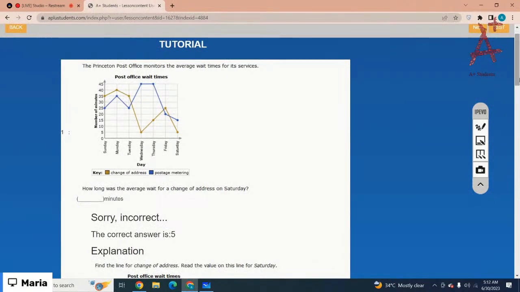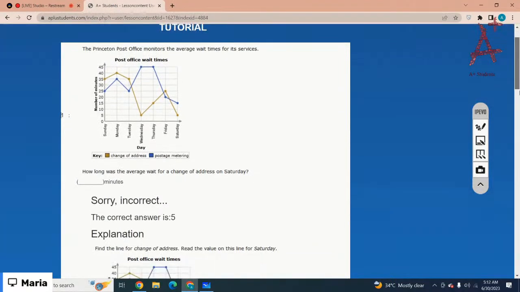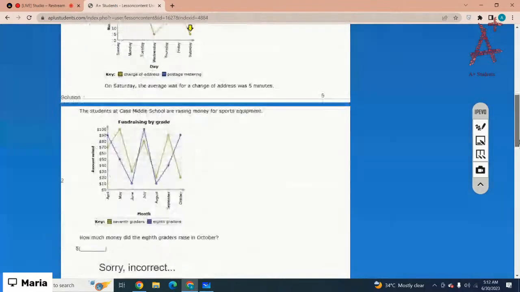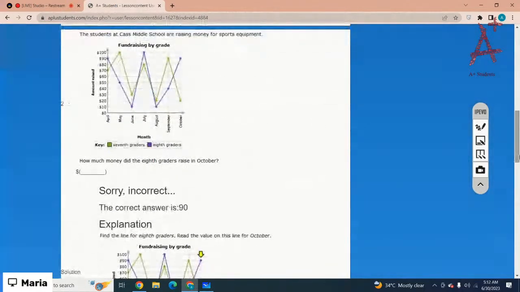The next question is, okay, here it is. Students at middle school are raising money for sports equipment. So you have two lines, double bar graph actually it is. One is for the seventh graders, that would be the green one, and the blue one for the eighth graders. How much money did the eighth graders raise in October?